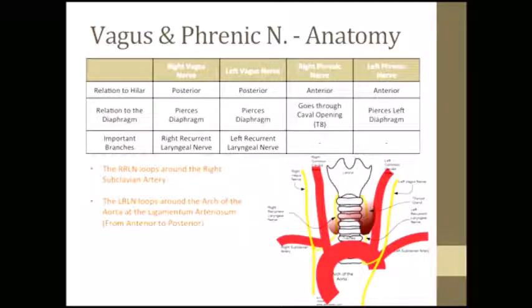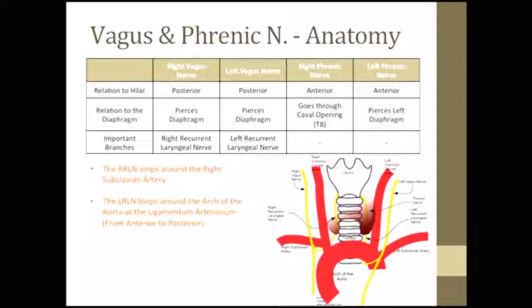Note that the right recurrent laryngeal nerve loops around the right subclavian artery, which is higher, whereas the left loops around your arch of the aorta at the ligamentum arteriosum, which is lower. And this is because of embryological reasons, where you actually lost an arch on the right side. So your nerve has to go one level higher to the subclavian artery.